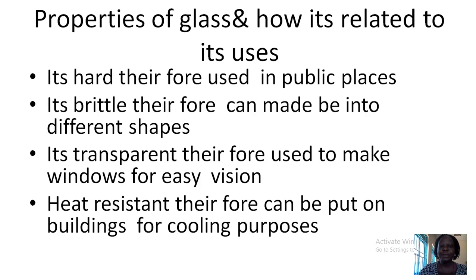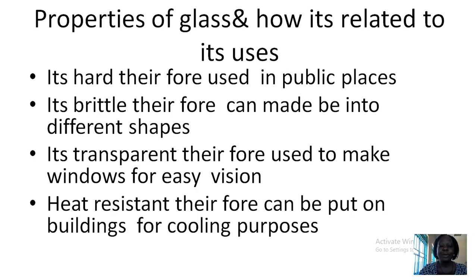What are the properties of glass and how are they related to their uses? One of them is that glass is hard. That's why it is used in public places. That's why you can put glass in as a window frame, as part of the frame in the window. Then it's brittle, therefore can be made into different shapes. You can see on the market we have different shapes of glasses. It depends on your choice.